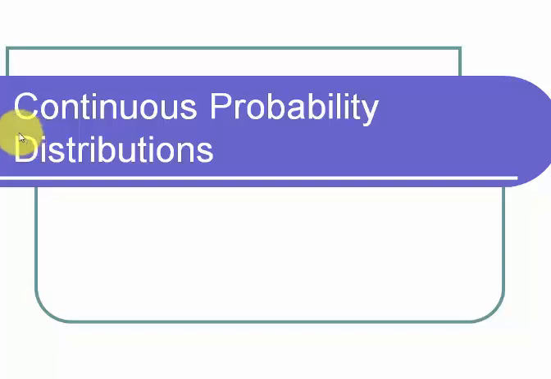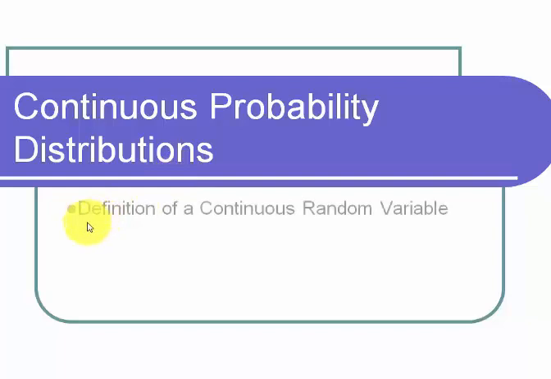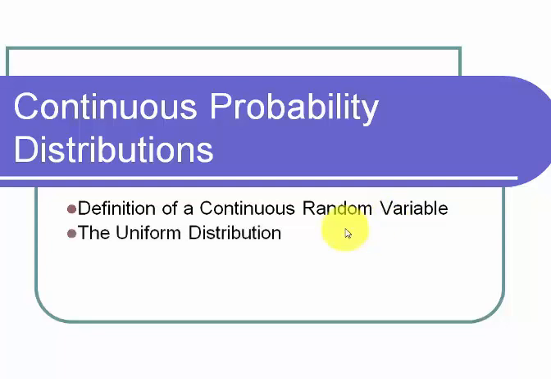This is a video on continuous probability distributions. So I'm going to start out today by talking about the definition of a continuous random variable. Then we're going to move on and we'll talk about the most important, or maybe not the most important, but the simplest of all distributions for continuous random variables. And that's called the uniform distribution.